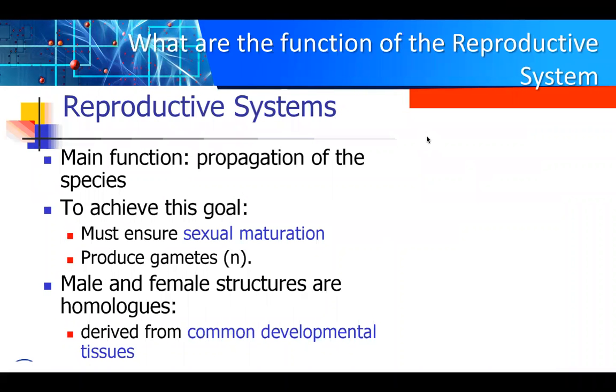What are the functions of the reproductive system? First, the main function is the propagation of the species, to multiply, to reproduce. That is the main function of the reproductive system. To achieve this goal, there must be a sexual maturation. By means of the male and female, they must produce gametes, which are the sex cells. For the male, we have what we call the sperm, and for the female, we have what we call the egg cells. The male and female structure is homologous, which means it must undergo a common developmental tissue.